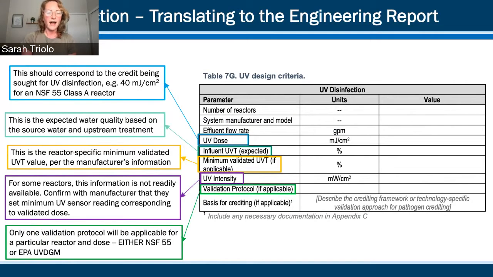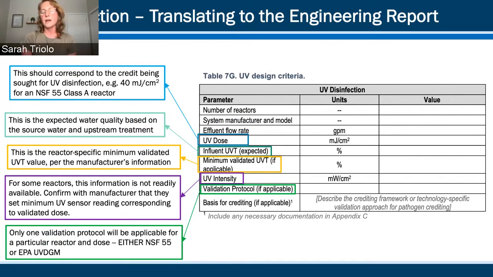And then the minimum validated UVT, that is the reactor specific minimum validated UVT value, and that is generally provided by the manufacturer, like in the informational brochure, or you could ask the manufacturer for that, because that's something they need to look at during the validation.